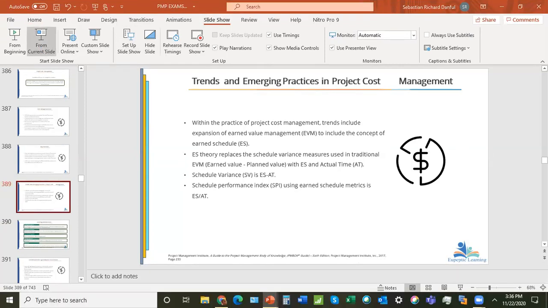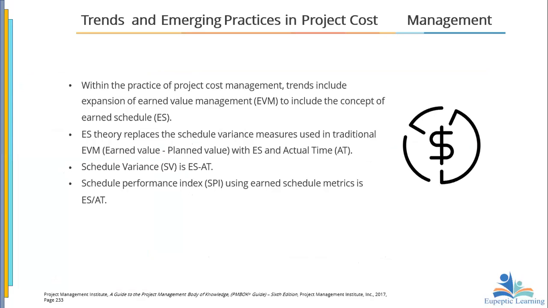Trends and emerging practices. Now, within the practice of project cost management, trends include expansion of earned value management to include the concept of earned schedule, which is ES. The ES theory replaces the schedule variance measures used in traditional earned value management. So we know that earned value minus planned value has been replaced with ES and then actual time, so that schedule variance SV is now ES minus AT.